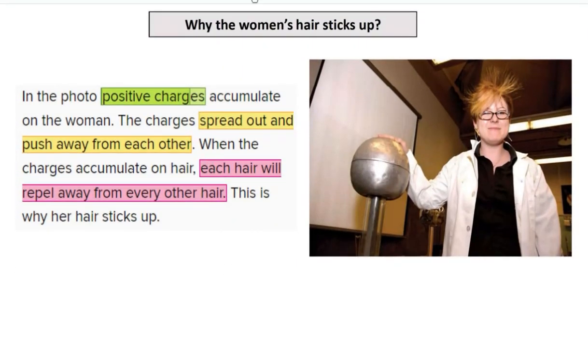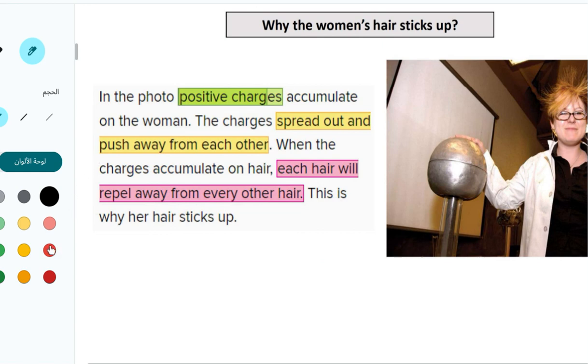Let's look at this question here. Why is this woman's hair standing up? In the photo, positive charge accumulates on the woman. The charges spread out and push away from each other. So this is one hair with a positive charge. This is another hair with a positive charge. What will they do? They will repel each other, because we know like charges will repel.